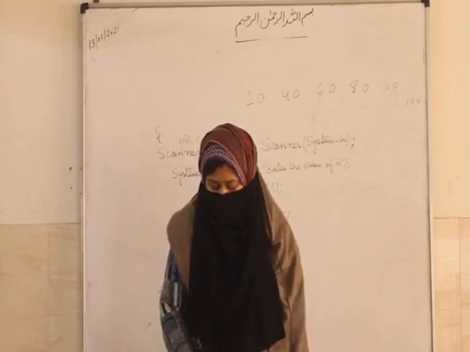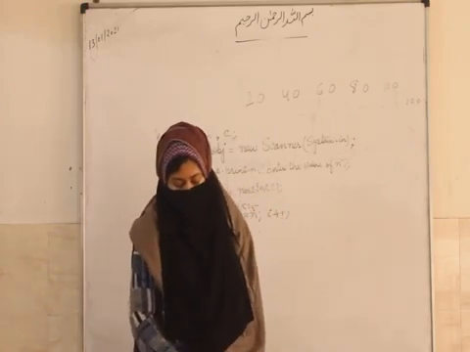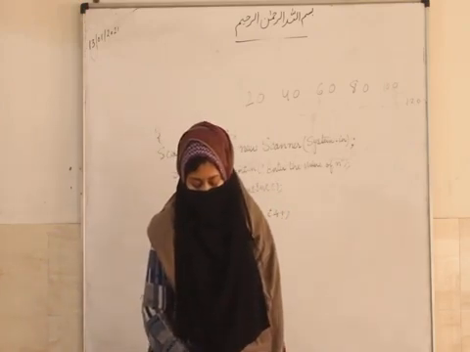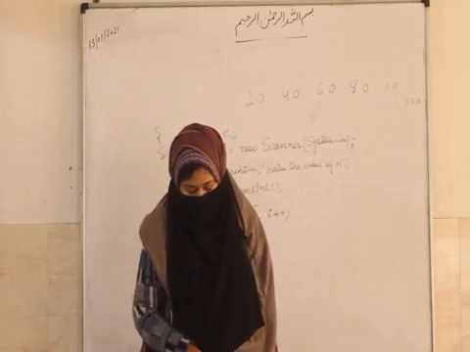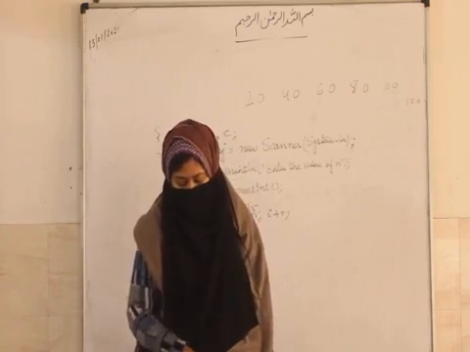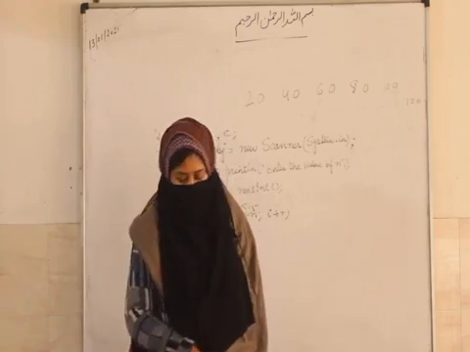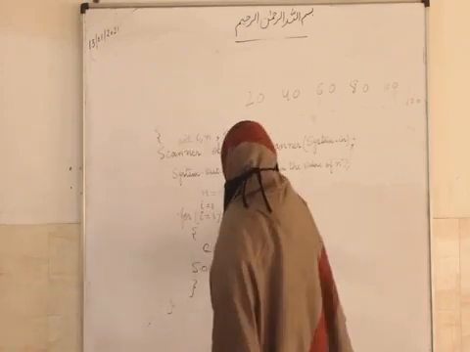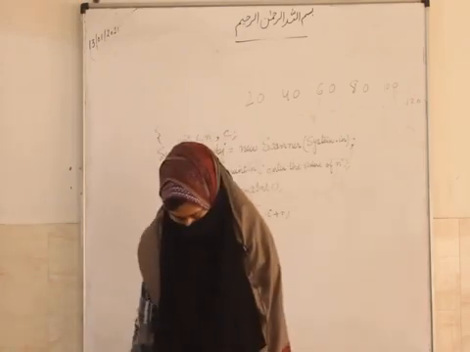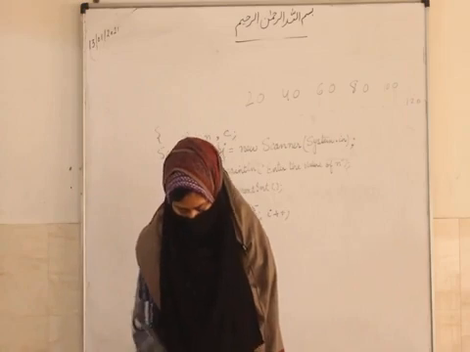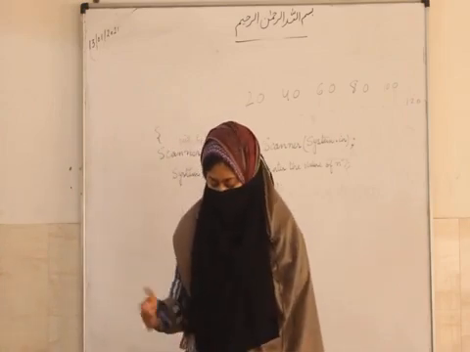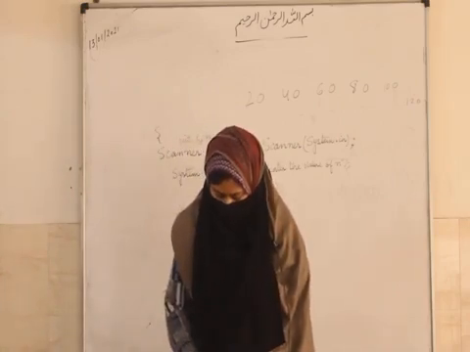Do program 6: program to print the following series up to n terms. It is somewhat similar to the previous one. Do it by yourself. I will check. It is doubling. Doubling means?